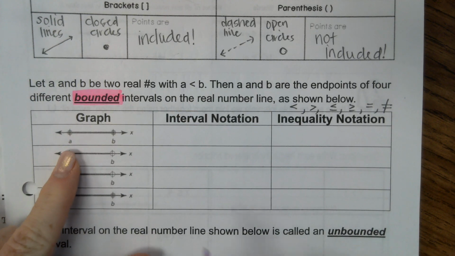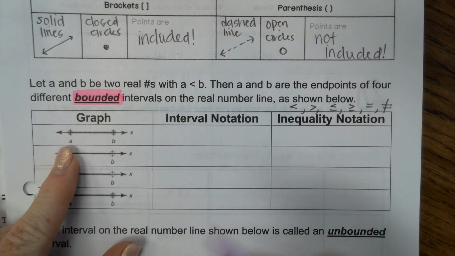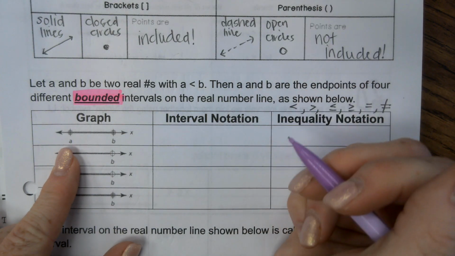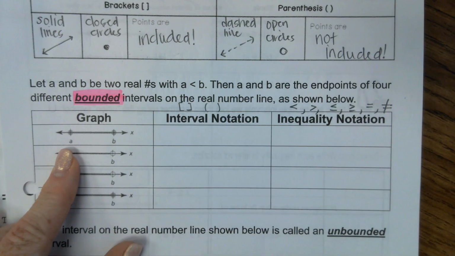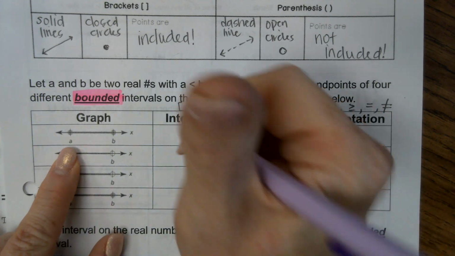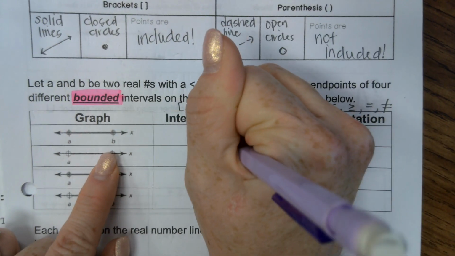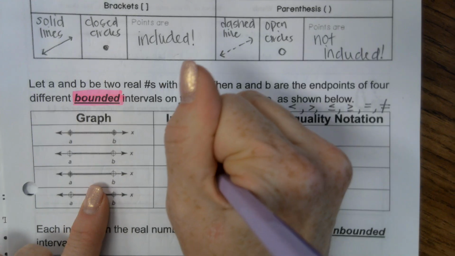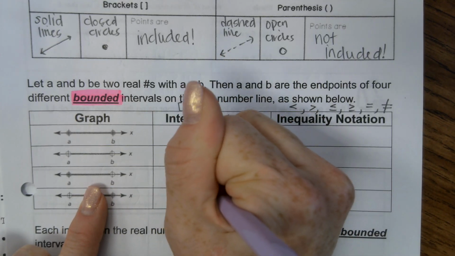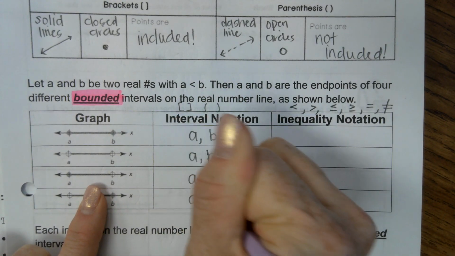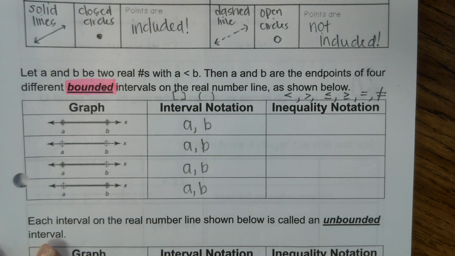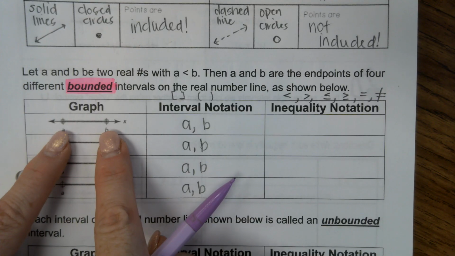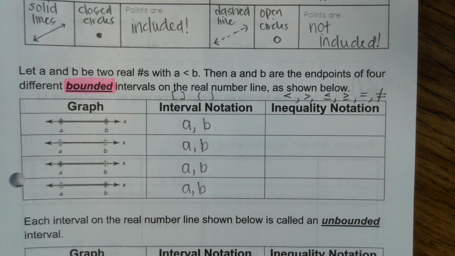Okay, now we've kind of done some of this already, but just to start right here, interval notation, this is my brackets or my parentheses. Now right here, it goes from A to B. Every single one of these use A to B. A comes first, and then B comes second. The difference in every single one of these is whether it has an open circle or a closed circle right here. Okay?